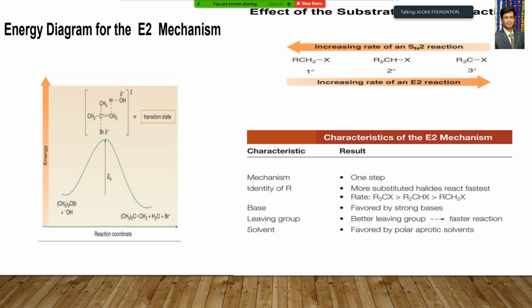What all things are important? It depends upon the base as well as the substrate. The reaction occurs in one step where the base abstracts the proton which is beta to the leaving group. This is followed by a simultaneous pulling of the proton and double bond formation, and the leaving group is lost. So it is a single step reaction, and the solvent is polar aprotic.